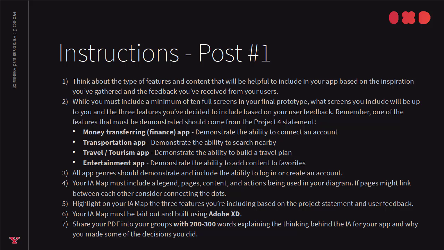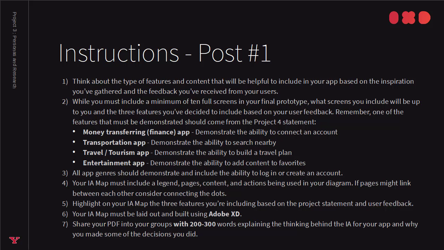What screens you ultimately end up including will be up to you and the 3 features that you decide to include based on your user feedback. So as you lay that out in your IA map, just shoot for a minimum of 10, but the screens that you include are going to be up to you, up to the feedback that you got, up to your decisions on the application that you want to design.